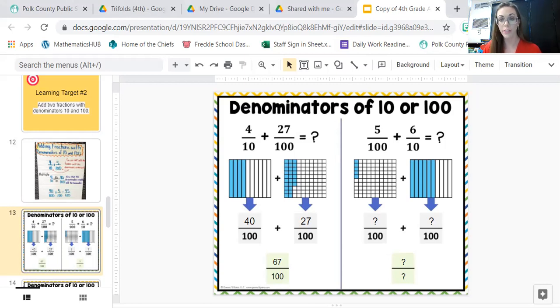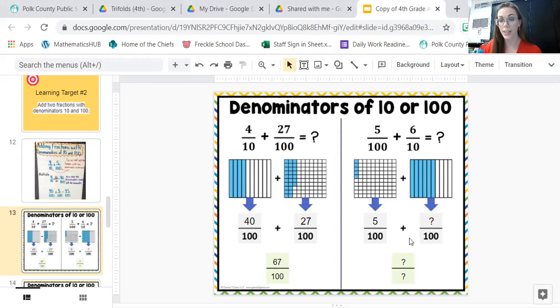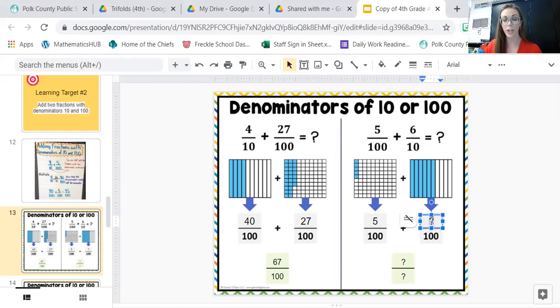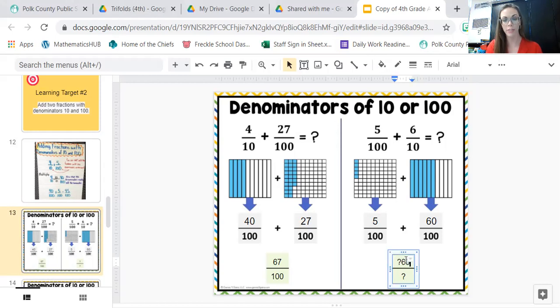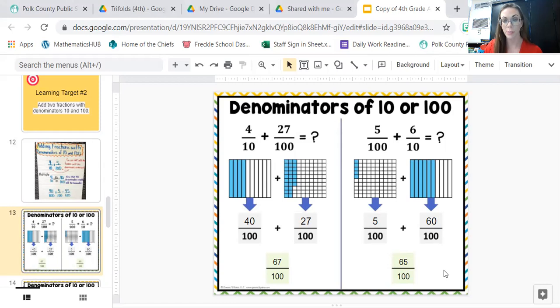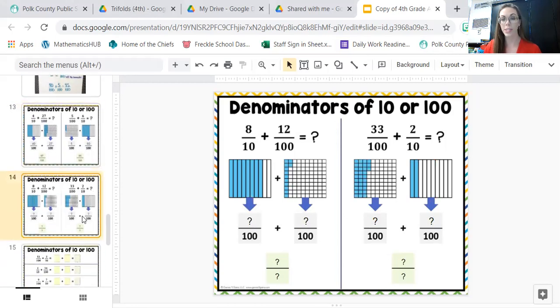Second example, we have 5 hundredths. I'm going to bring that down and change 6/10 into hundredths. 10 times 10 gives us our denominator of 100, and 6 times 10 gives us our numerator of 60. I can do this one pretty quickly. 5 plus 60 equals 65. And our denominator stays at 100. So 5 hundredths plus 60 hundredths equals 65 hundredths. Okay, we're changing those denominators so they have hundredths and we can add them together.